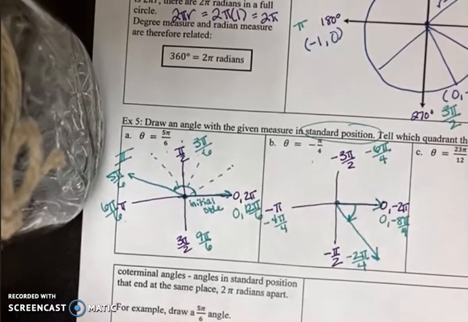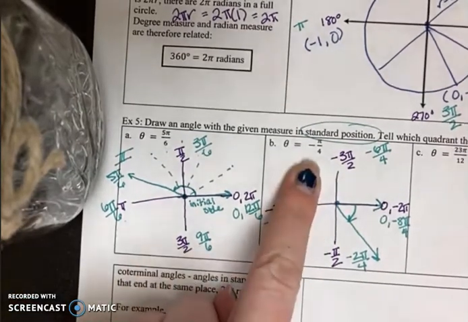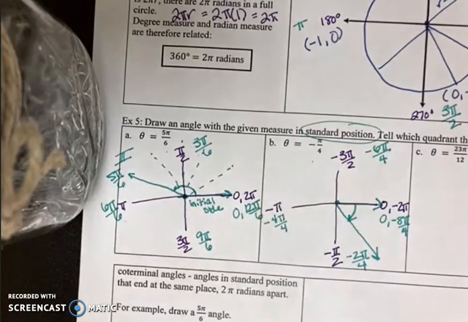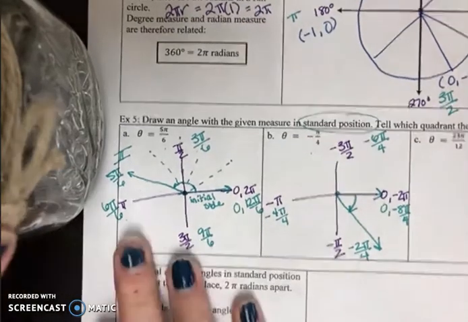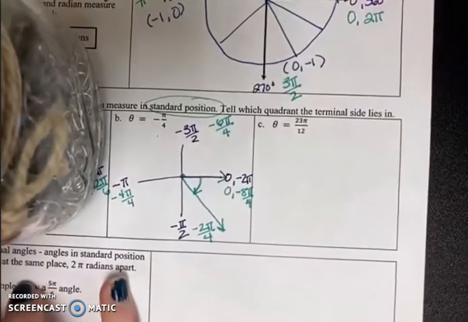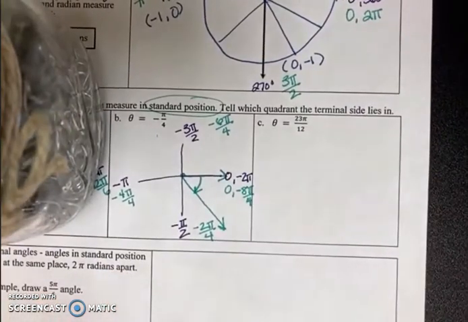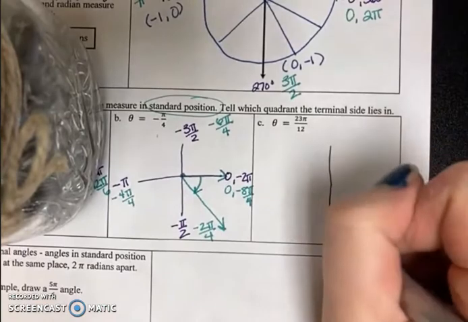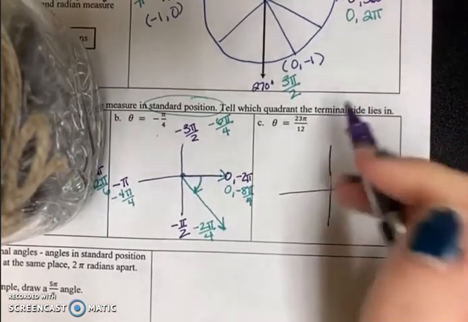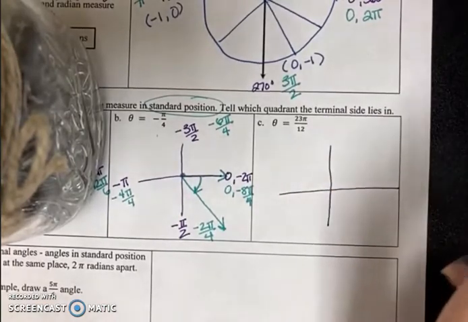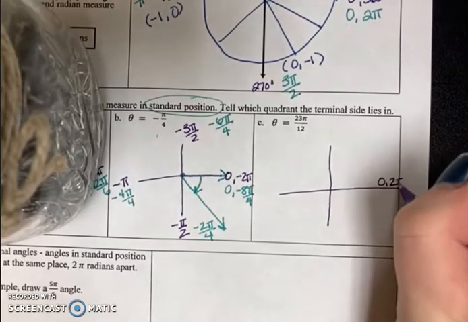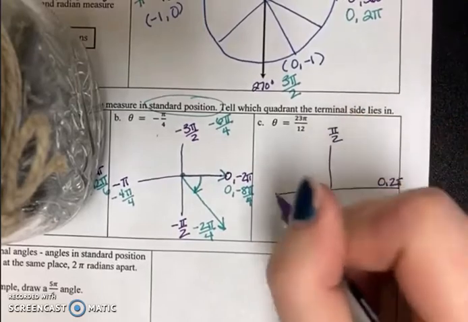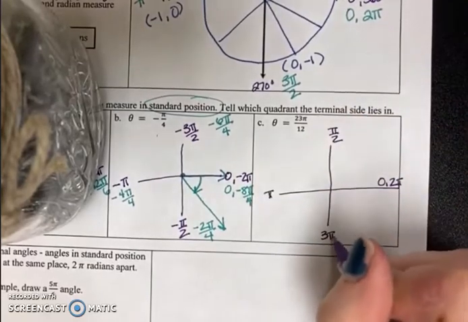Just a side note, you could have also found a positive coterminal angle between 0 and 2 pi to draw this angle. And I'll show you how to do that, but we did something similar with degrees. Okay? Now we're going to draw 23 pi over 12. Let's just do the same thing, and it's positive, so let's just label it like we normally do. That gives us a good foundation on where to start.